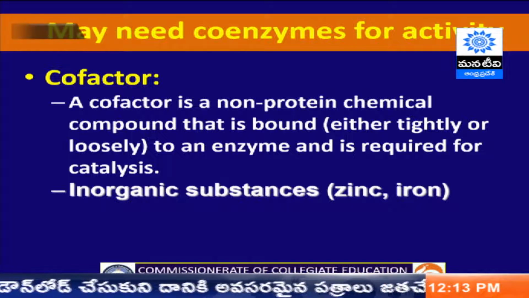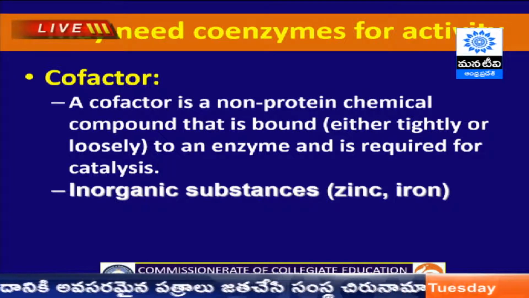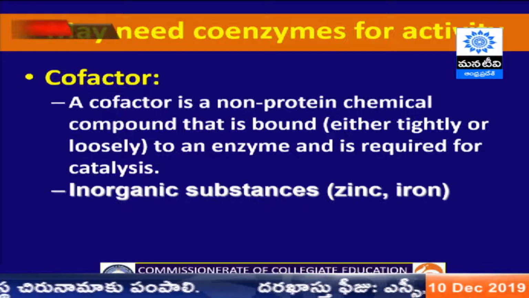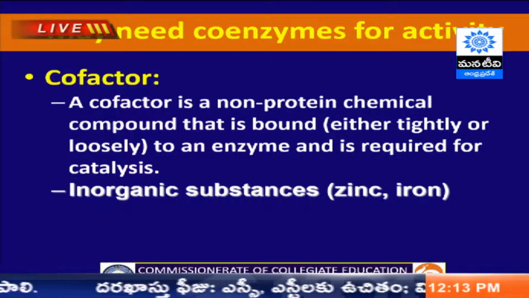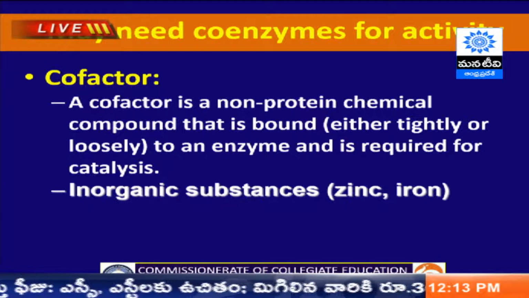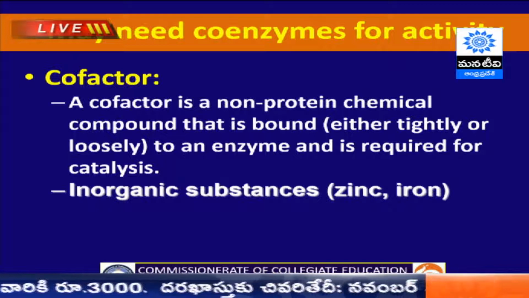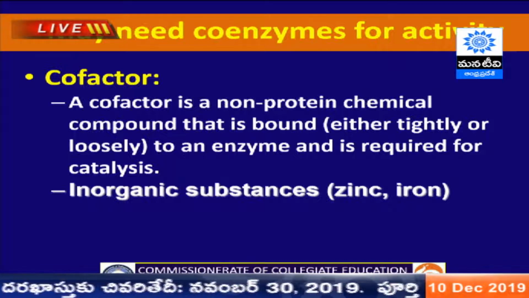So this non-protein chemical, which is in the form of an inorganic molecule, is bound either tightly or loosely to an enzyme. It is also required for the catalysis. For example, hexokinase. Hexokinase requires magnesium ions. Without these magnesium ions, hexokinase will be inactive. So these magnesium ions will be the cofactor for the hexokinase.